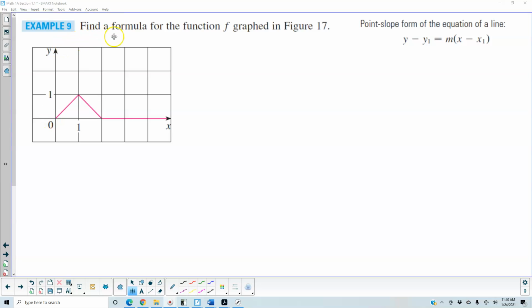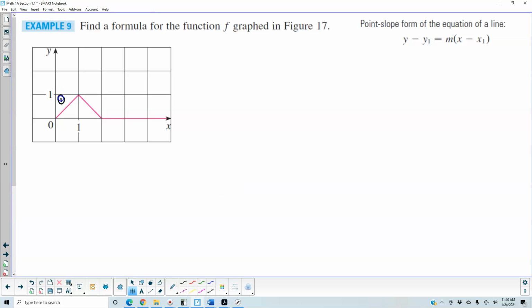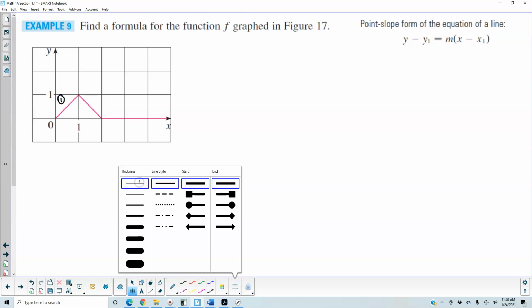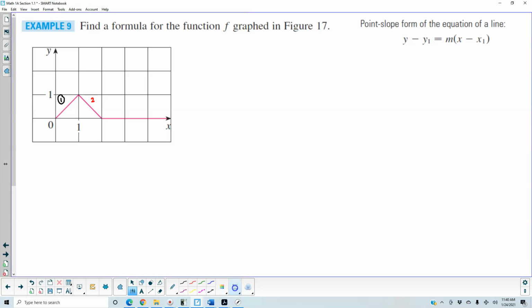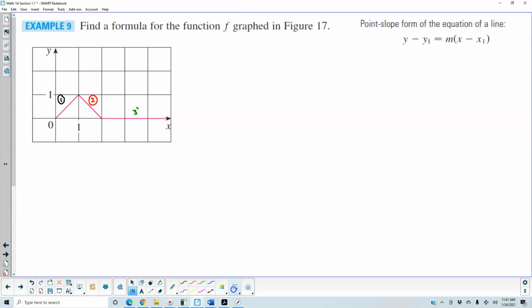For example number 9, we want to find a formula for the function f graphed in figure 17. So here is our graph. Now we have a graph that has 1, 2, 3 lines. So what we're going to do is we're going to have line 1, this is line 2, and we're going to call this one line 3.